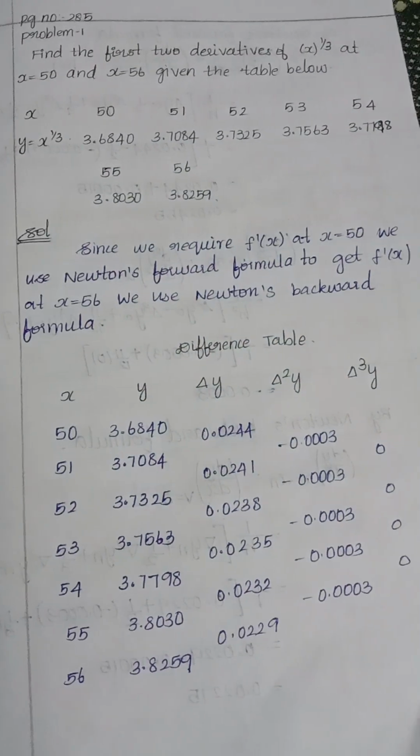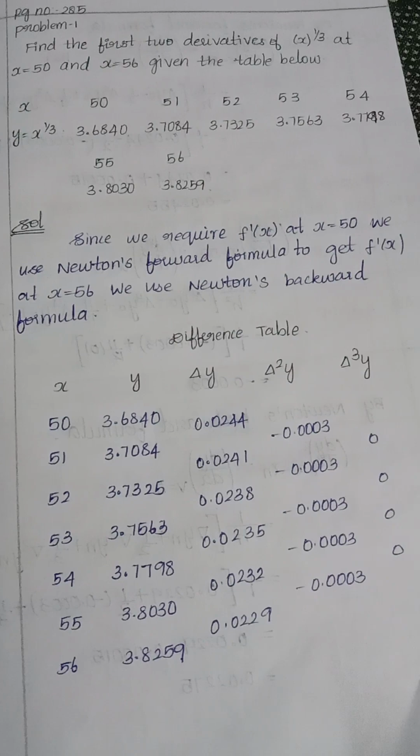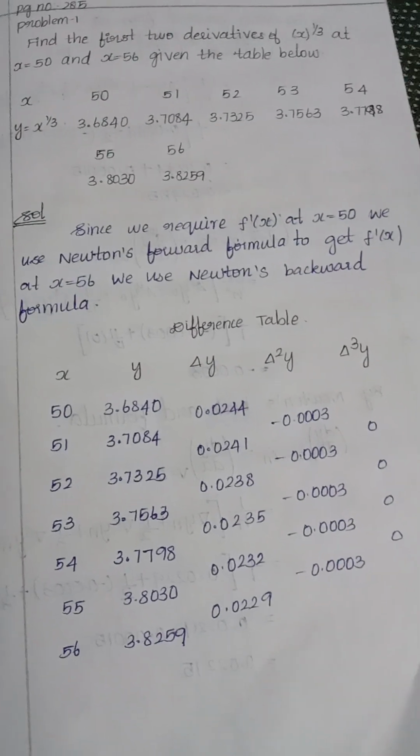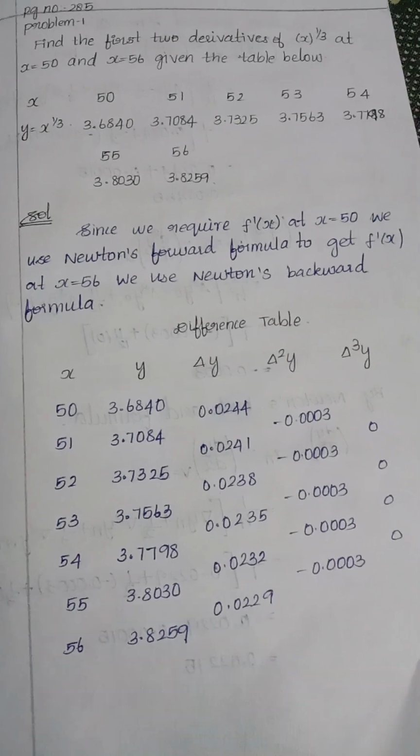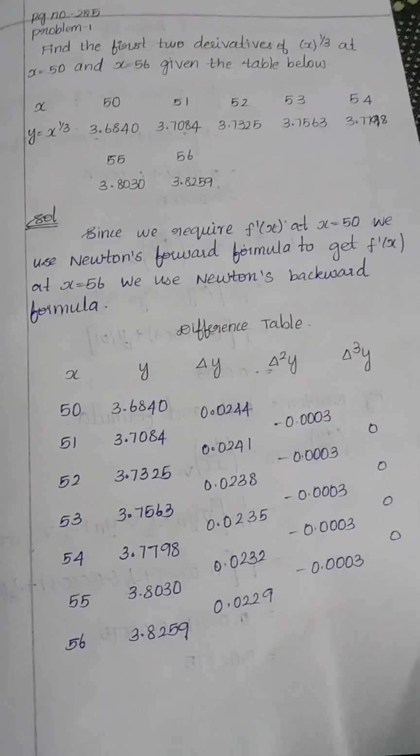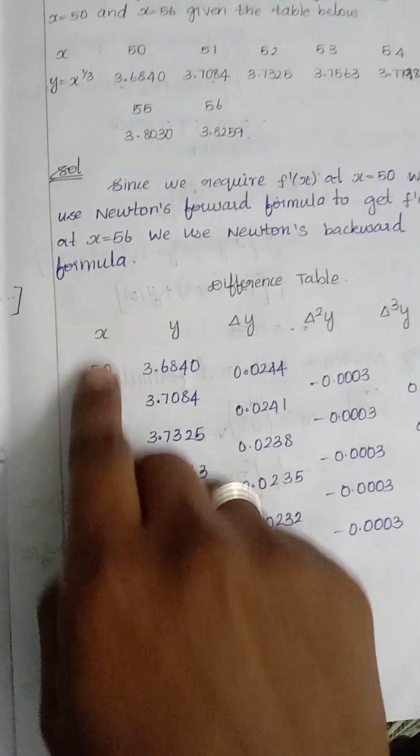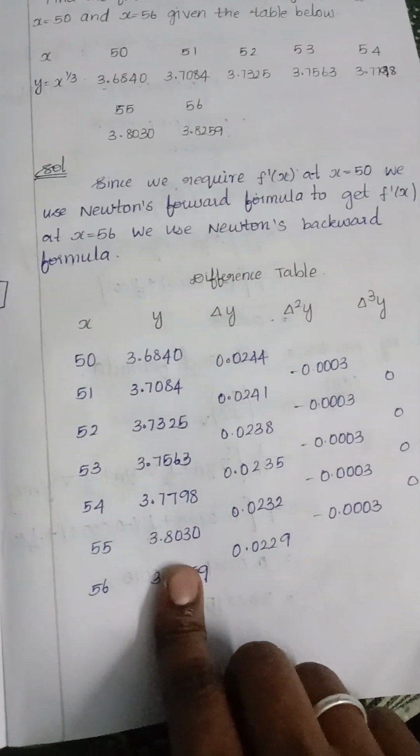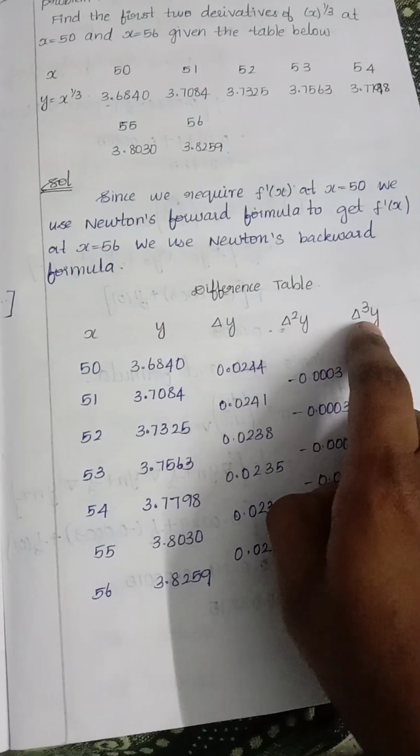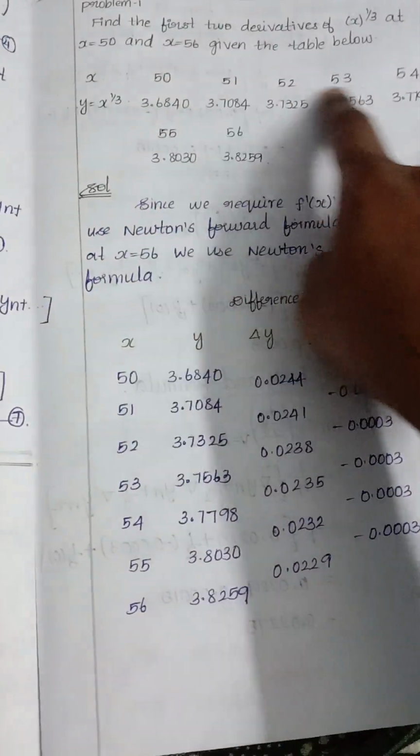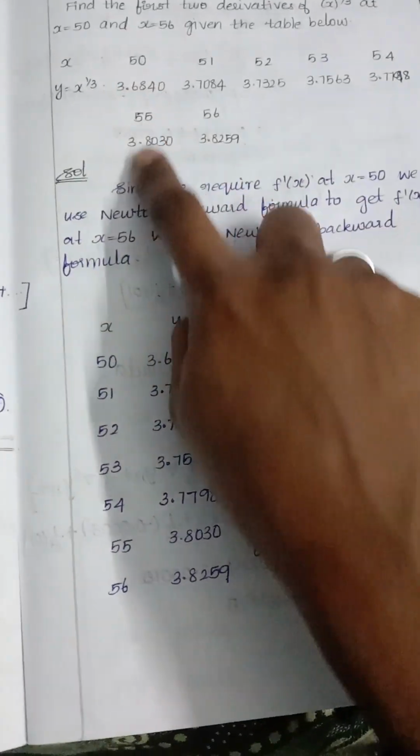Now we want to find the first two derivatives, that is dy by dx and d square y by dx square. For that we have to put the difference table. This is the x column and this is the y column, and then del y, del square y, and del cube y. The x and y are as given in the question.